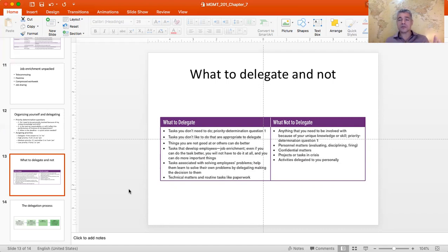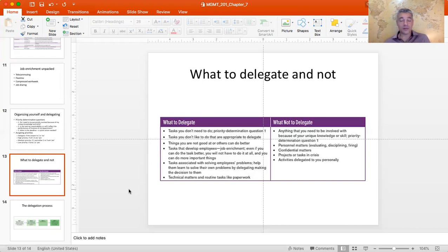There are also tasks that you never delegate, right? Anything that has been delegated to you previously, you cannot redelegate. You do not have authority to redelegate something that's been delegated to you. Obviously, anything that requires your unique skills, the question one we've talked about before, is not to be delegated. All the personnel matters, evaluation, disciplining, firing, all of that is highly sensitive. And as a manager, this is your responsibility. You cannot let it out of your hands.